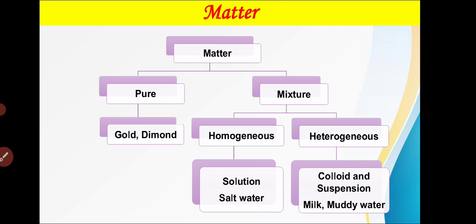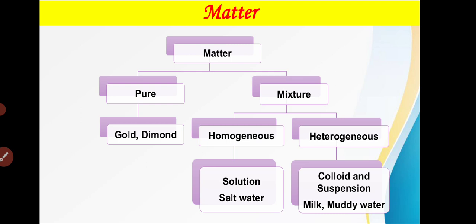What do we mean by homogeneous mixture? Homogeneous mixture means the matter or the particles which are dissolved in another phase have uniform composition throughout. And what is the example of homogeneous mixture? Salt in water and sugar in water are examples of homogeneous mixture. They are called solutions.